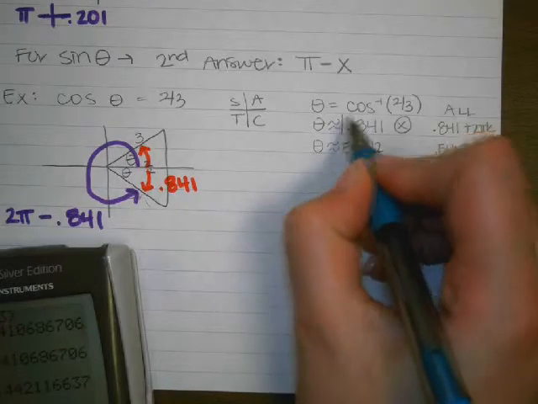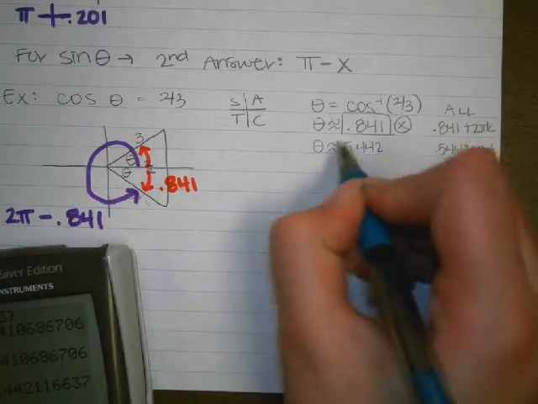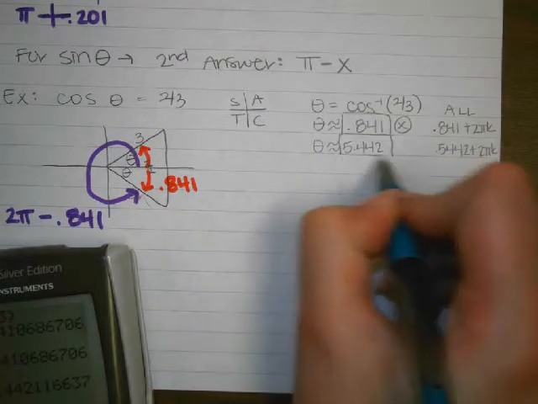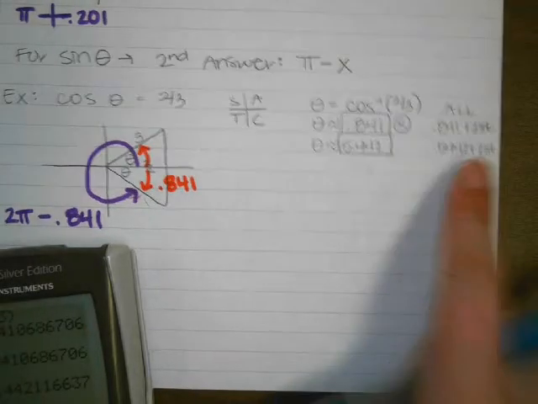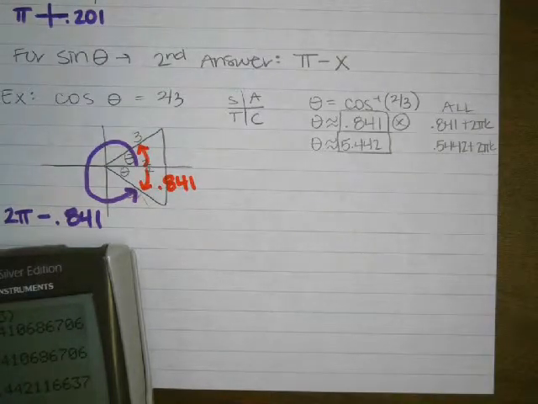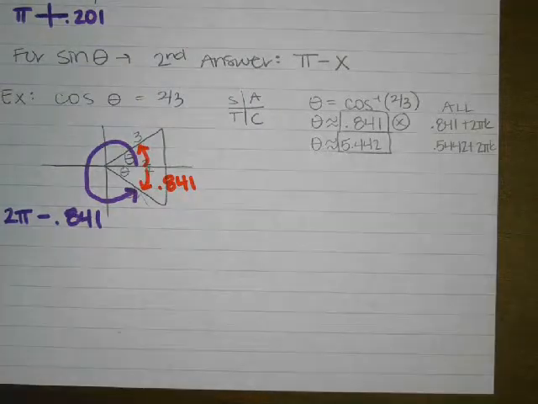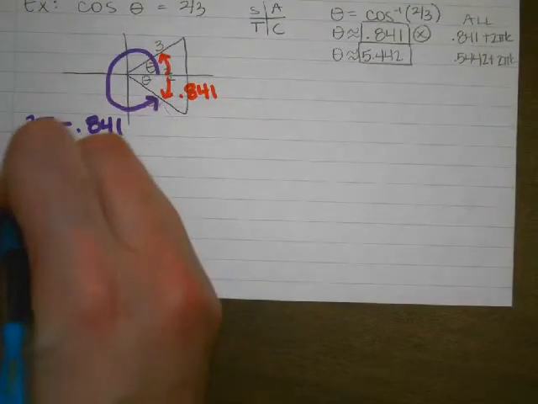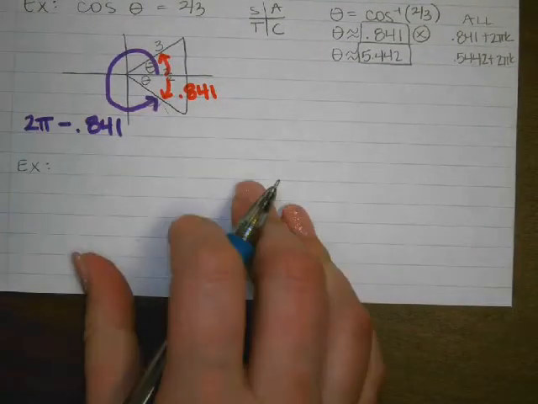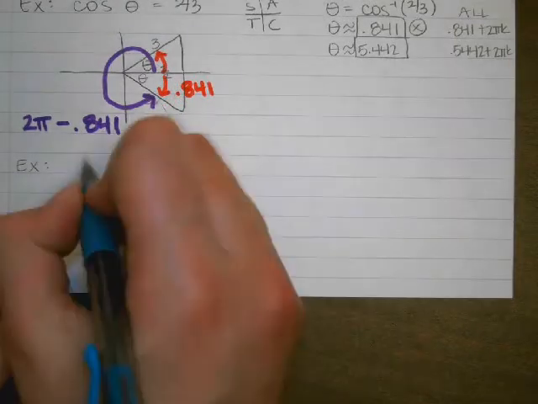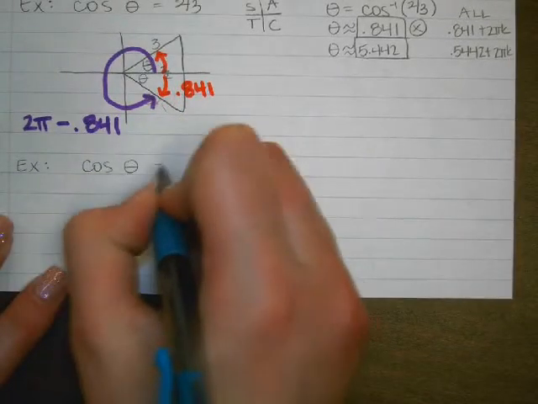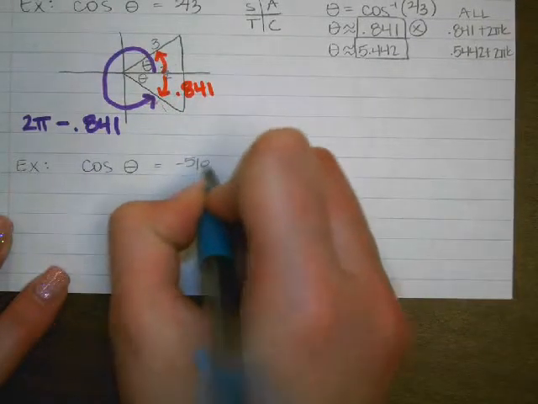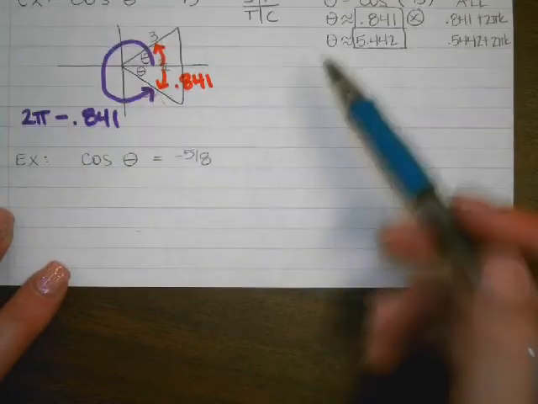And so here are my two solutions that would show up between 0 and 2 pi. And then there's my equations if I want to find any more answers to terminal angles. Okay, so same thing, we're just going to do the negative version. So here, if we have cos theta equals negative 5/8. So this time, instead of quadrants 1 and 4, we're going to have quadrants 2 and 3.